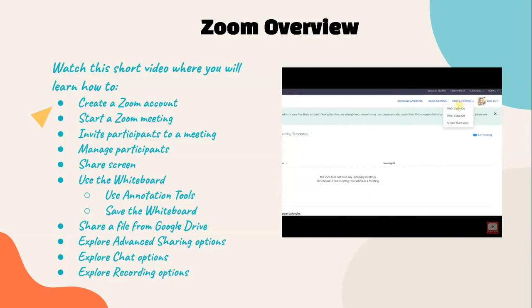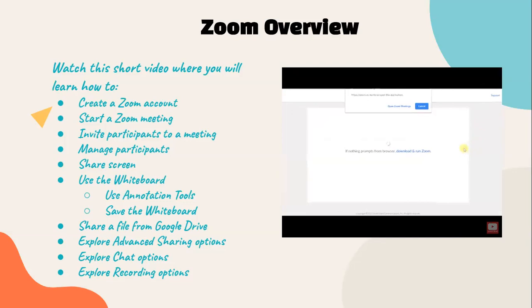Now, I'm just going to go ahead and host a meeting, and you can see I have some choices here with video on, with video off, and screen share only. Now, I'm going to do with video on. If this is my first time putting this on my computer, it's going to download and you're going to have to install, but I have it on this computer, so I'm just going to go ahead and it should open up here. I'm just going to go open Zoom meetings.